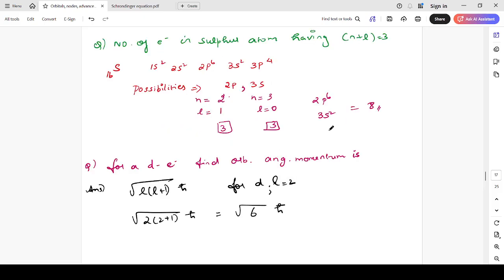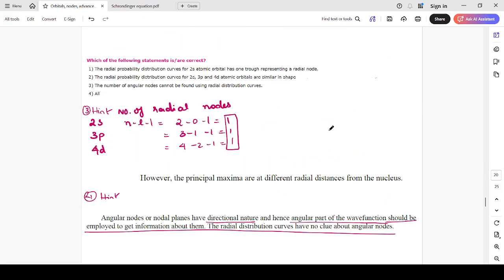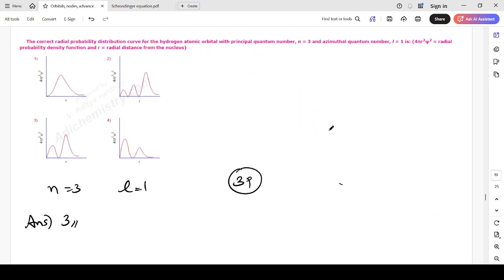We'll solve certain questions now. Look at the question. In our graph, we wrote 4 pi r square R nl, right? This R square nl will also be addressed as psi square. That's what they have mentioned.